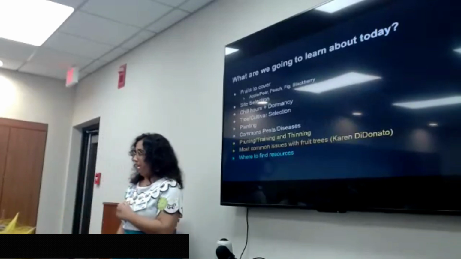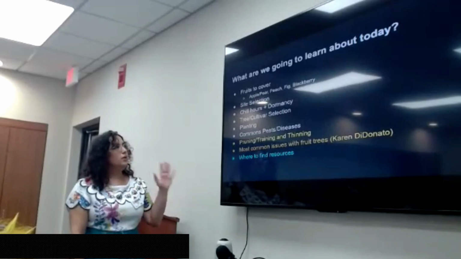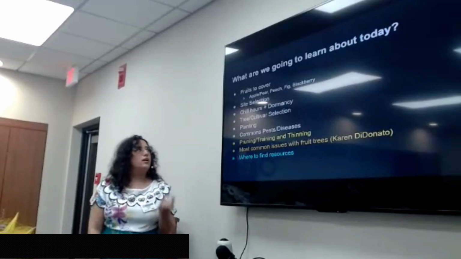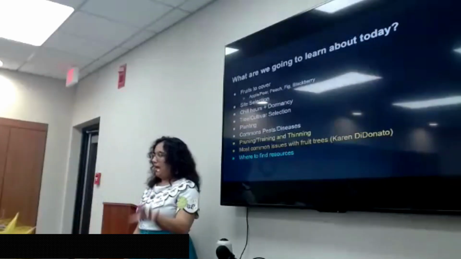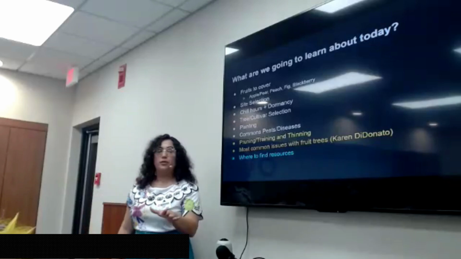So what are we going to talk about today? I already gave you a basic rundown, but to be more specific, we are going to be talking about apples and pears, because you can generally treat them the same way. Peaches, figs, and blackberries. Blackberry is the representative for caneberry because blackberry can actually grow here.